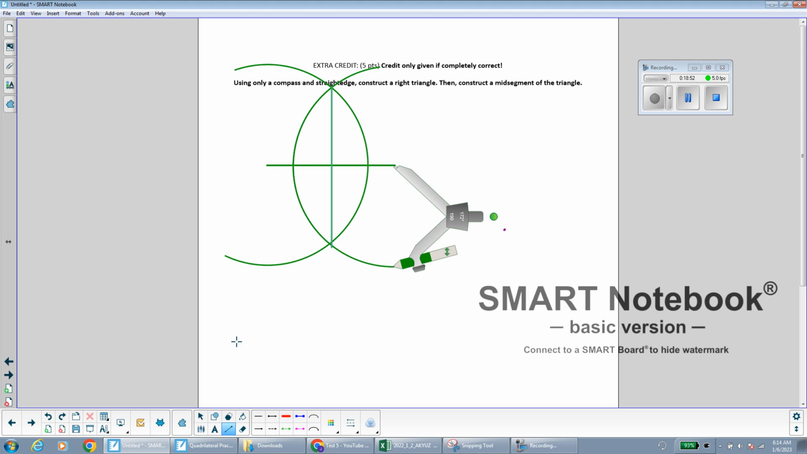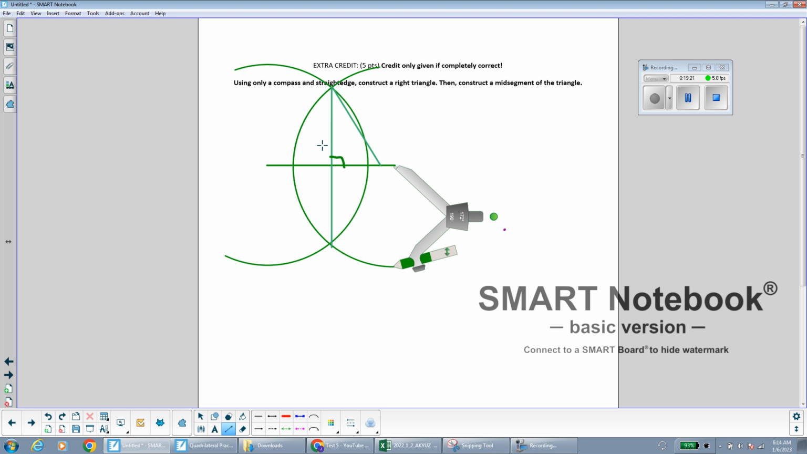And what I have here now, since this is a perpendicular bisector of the original line segment, we have made a 90-degree angle. So since the side lengths don't matter in this question, it just asked for a right triangle, I'm just going to connect down and draw a hypotenuse to make a right triangle. So now I have a right triangle. The next part is to just construct a midsegment of the triangle.